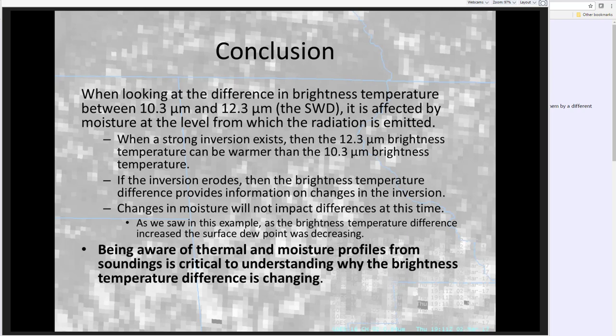And as we saw here, it doesn't say anything about the moisture changes at all, since in this case, the surface moisture actually decreased during the time that the brightness temperature was increasing. So it's really important to be aware of the thermal and moisture profiles from soundings, whether model soundings or, better yet, probably observed soundings if you have one nearby, to understand why the brightness temperature difference is changing over time.